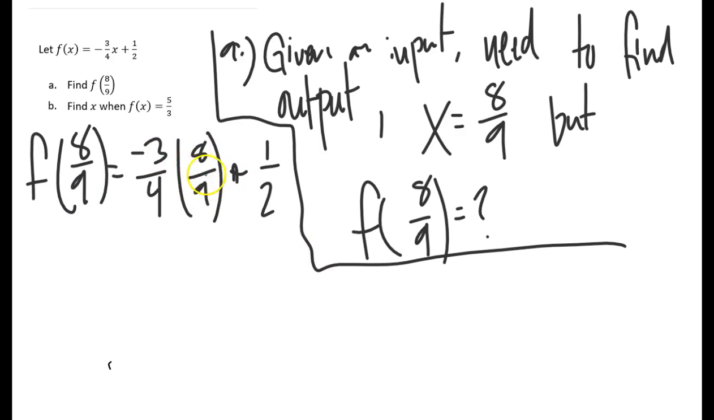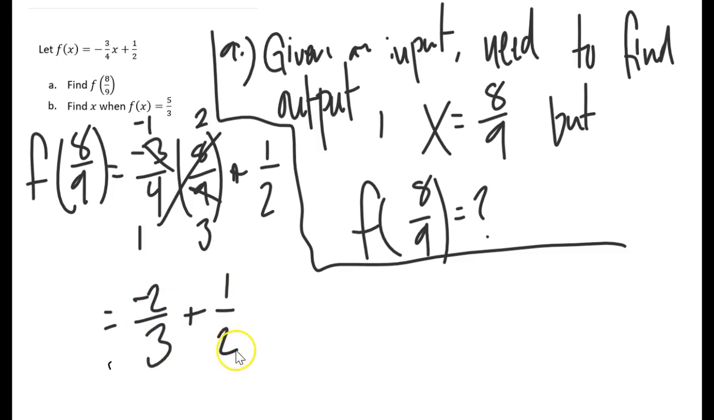So I chose this number on purpose because it's nice. Here I can see that 8 and 4 cancel. I'm left with 1. Here I'm left with 2. 4 goes into 4 once. 4 goes into 8 twice. I also have something that cancels over here. These are both multiples of 3. So this negative 3 turns into a negative 1. This 9 turns into a 3. So what do I have left over? Negative 1 times 2, 1 times 3. That gives me negative 2/3 plus 1/2. There's no more x here because I plugged in 8/9 for x. I just plugged in the value.